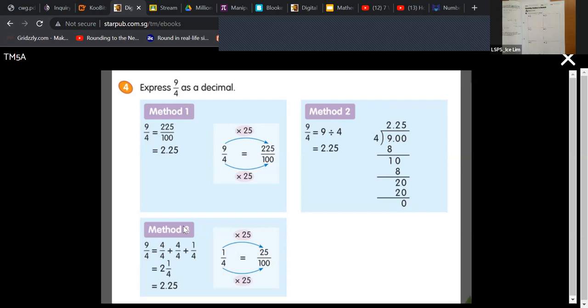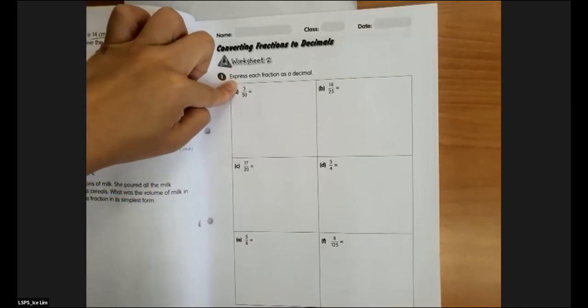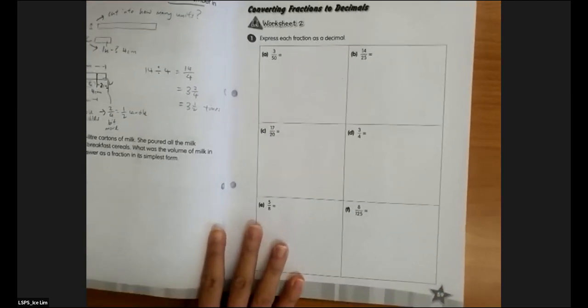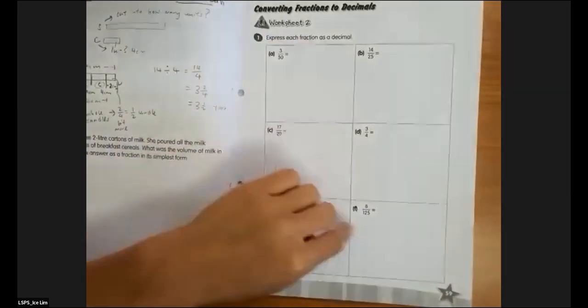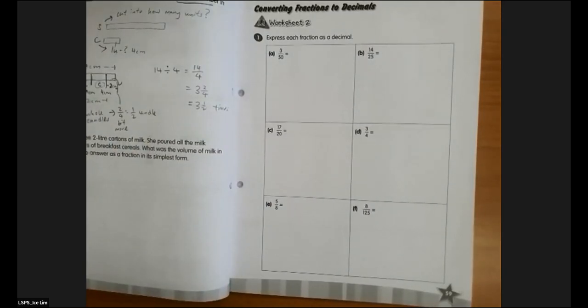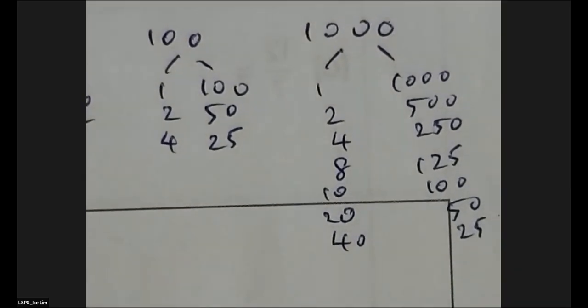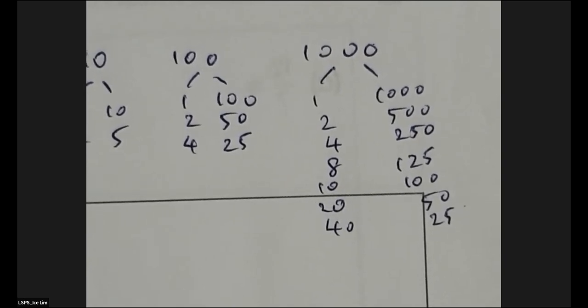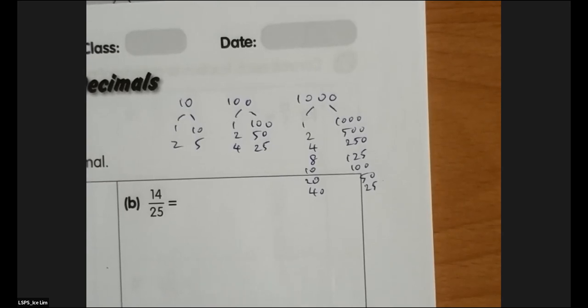We will just work with one method. I give you 5 minutes to try. Questions A to F. There are 6 questions, right? 6 questions, 5 minutes. Okay, start now. The reason why I wrote this at the top is so that I can postulate the problems and can solve these problems quickly.